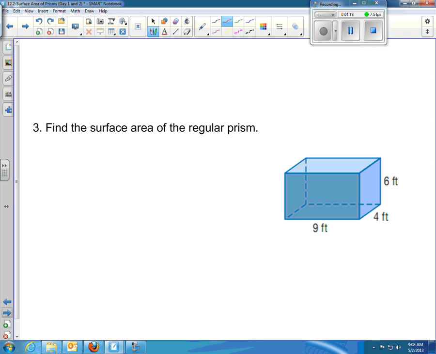It says find the surface area of the regular prism. So let's first off think about lateral area. Perimeter times the height. So let's call our base this one sticking here on the end. So we're going to find the perimeter of that base. So 4 plus 6 plus 4 plus 6. All right, we're going to end up with 20. And we're going to times it by the height. Remember, the height is going to be the one not included in the base.